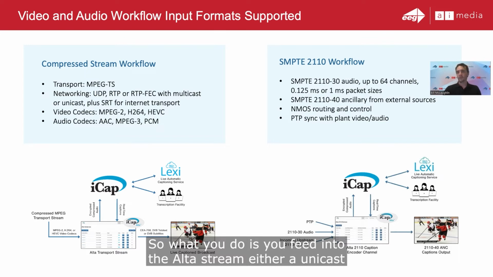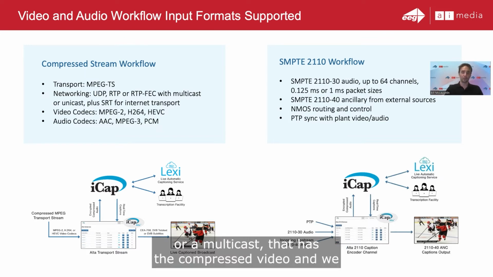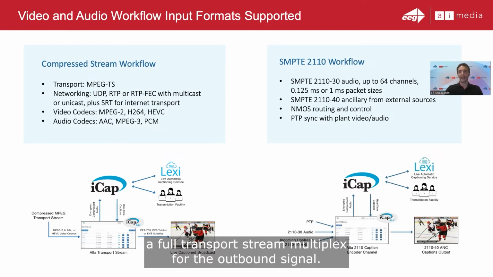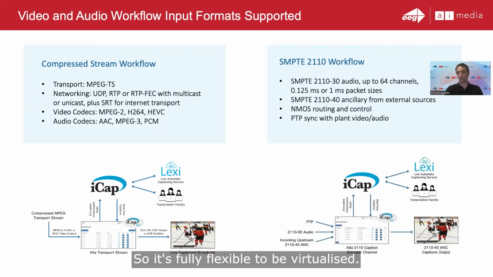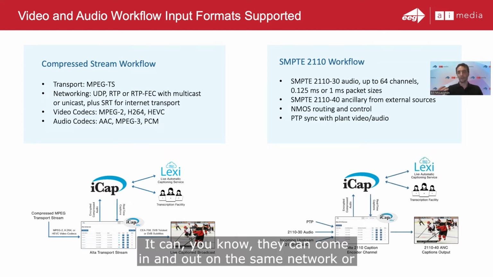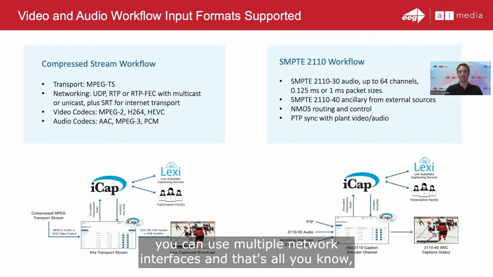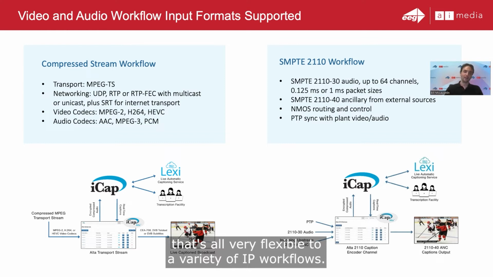So what you do is you feed into the Alta stream either a unicast or a multicast that has the compressed video, and we will both add the caption data and can optionally provide a full transport stream multiplex for the outbound signal. So you can actually get a master signal with captioning out of the Alta software, and it would be IP in and IP out. So it's fully flexible to be virtualized. They can come in and out on the same network, or you can use multiple network interfaces, and that's all very flexible to a variety of IP workflows.